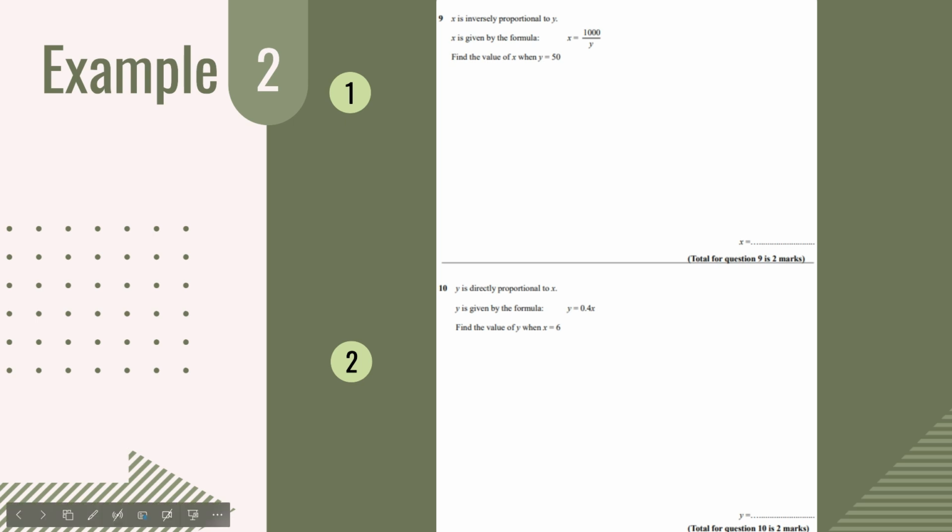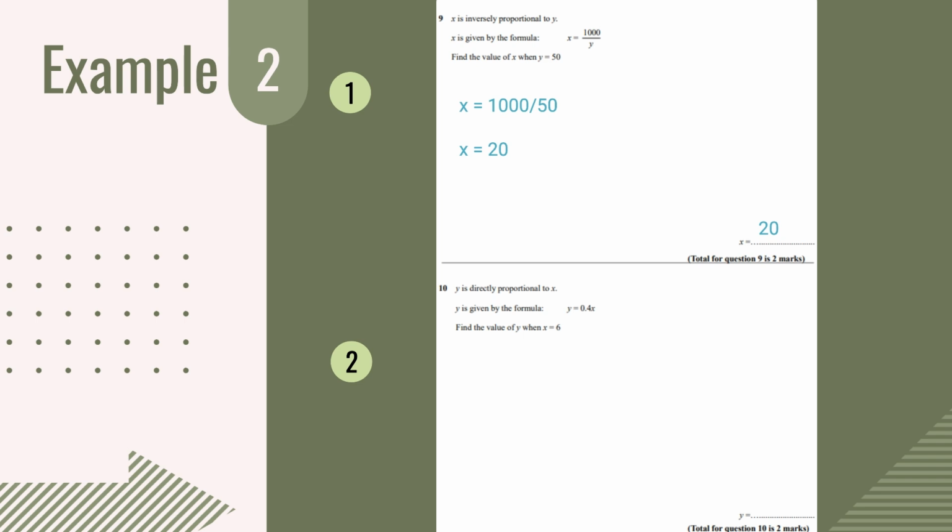So, in our first question, x is inversely proportional to y, and x is given by the formula x equals 1,000 divided by y. Find the value of x when y equals 50. As we can see, we've already been given the value of k in this instance. So we just write x equals 1,000 divided by y, and because we're working out when y equals 50, x equals 20. So our final answer is x equals 20.